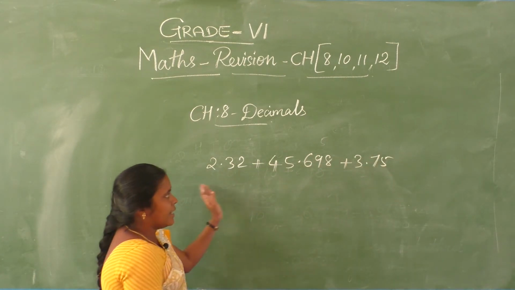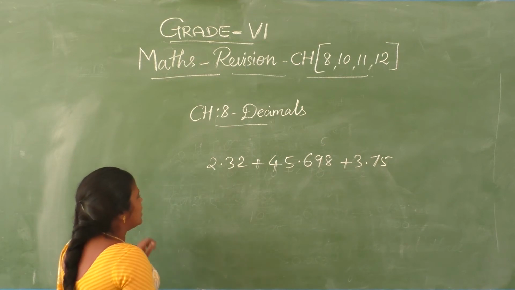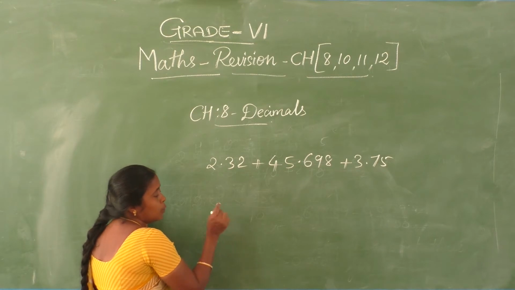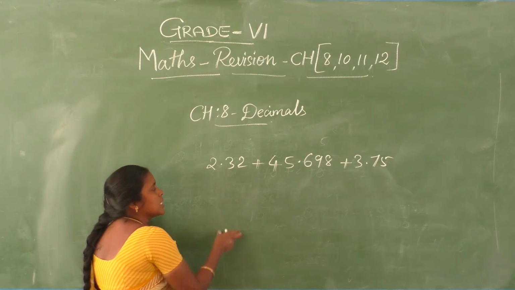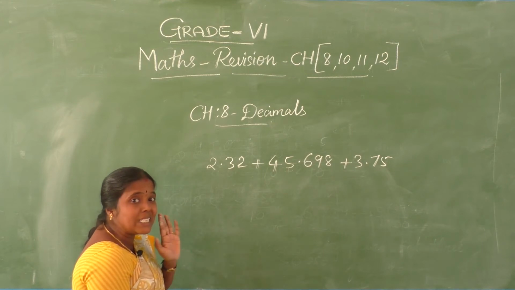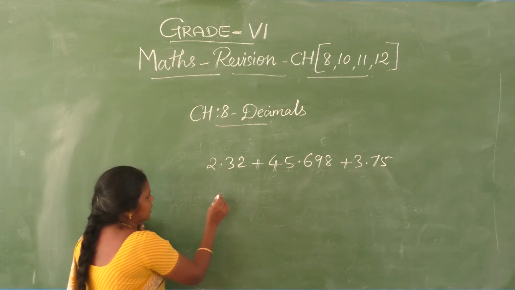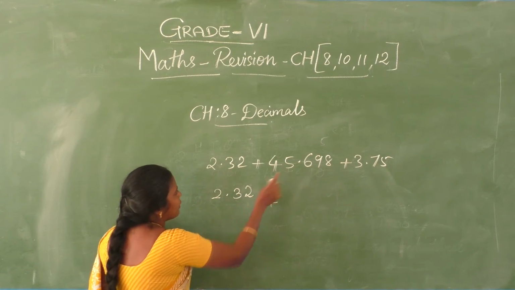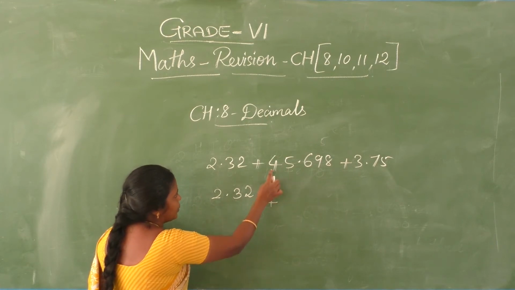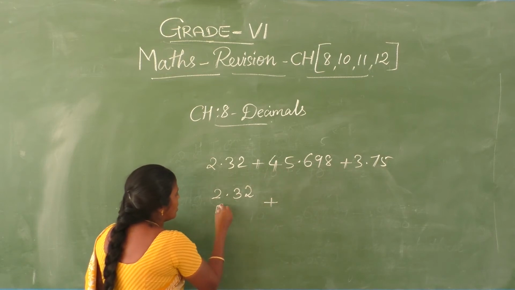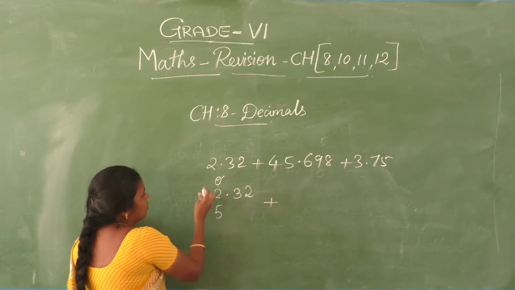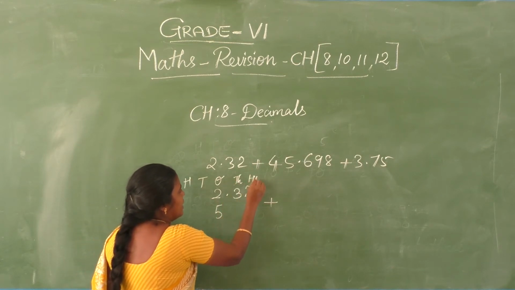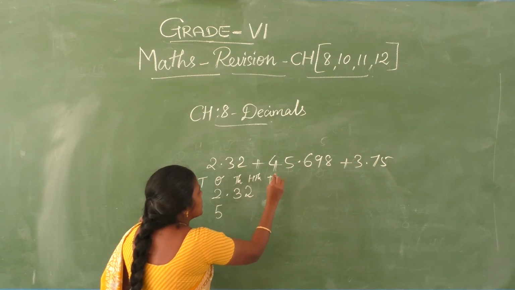Add these decimals. What to do? This is normal addition only, but before that you should focus on this: you must arrange the decimal numbers in the proper place values. That is very important. So 2.32 plus 45.698. Where do you write? This is the whole number part. So here all the ones must be in one line. Tens, hundreds. Here tenth, hundredth, thousandth.